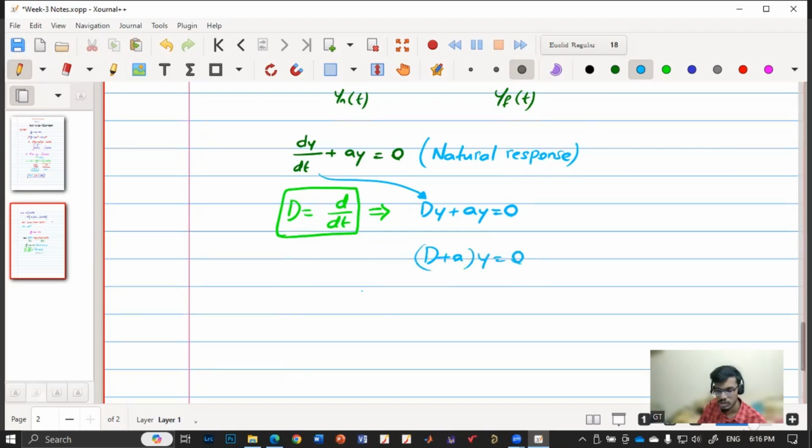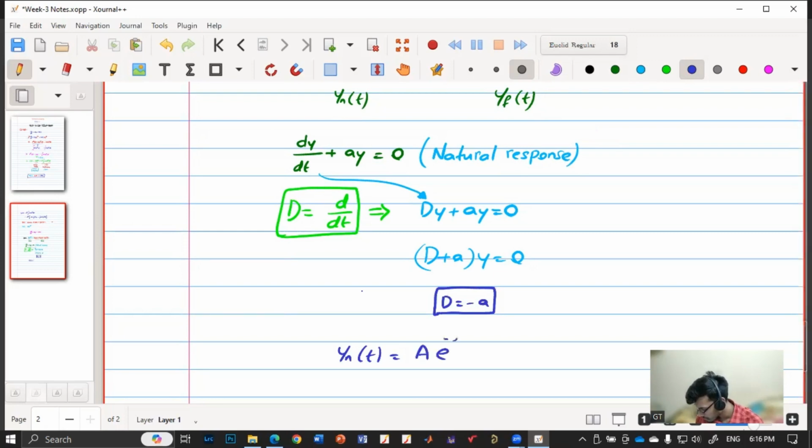So what is the solution? Assuming D is some random variable, we'll get D equals minus a, right? Yes, sir. So in such a scenario, first we have to put the operator and then get the solution. If the solution is x1, then our solution will be some constant A into e to the power minus at, because this minus a is coming from here.